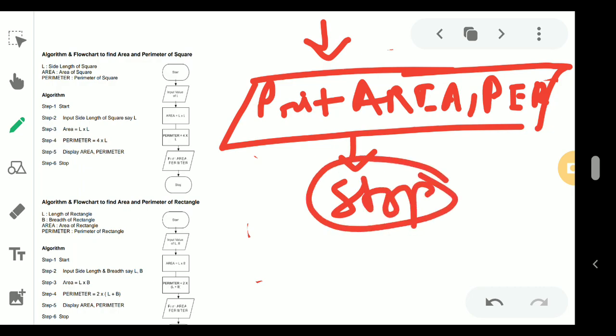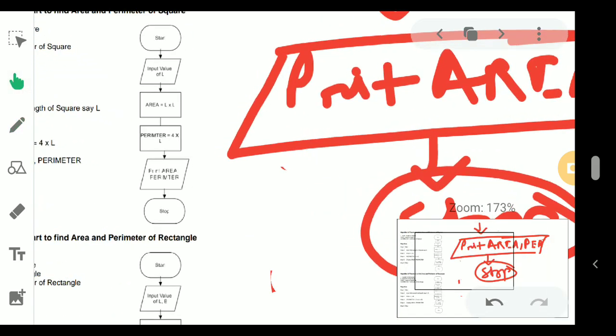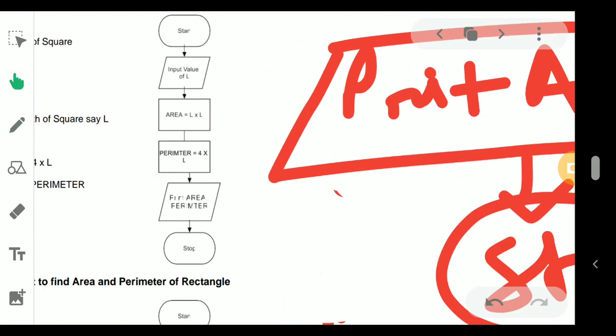Again, try to concentrate on the drawing. First of all, it is start. Then we have taken the input value of L. Next we are calculating the area. The area formula is side into side. The side value I am taking in the variable L, so that's why we have written L into L.